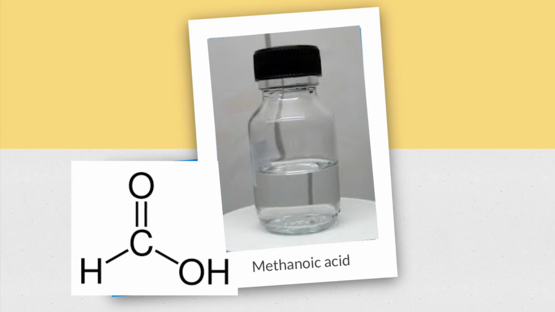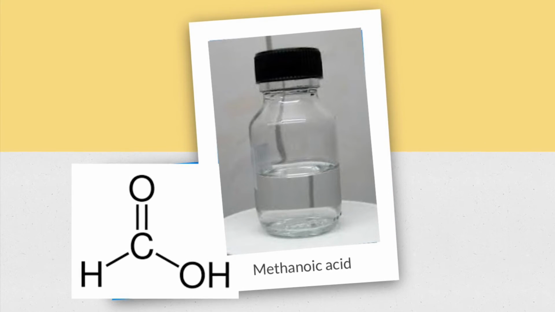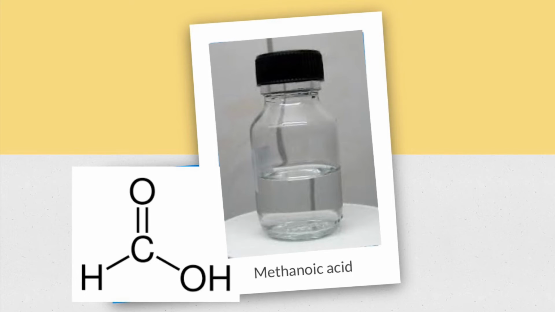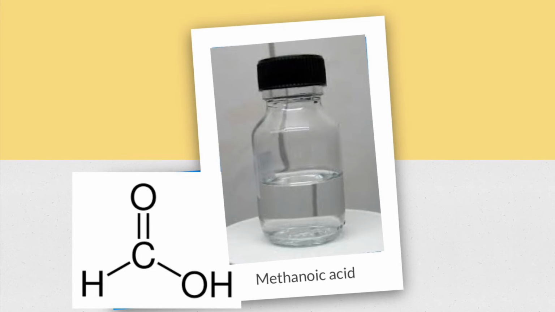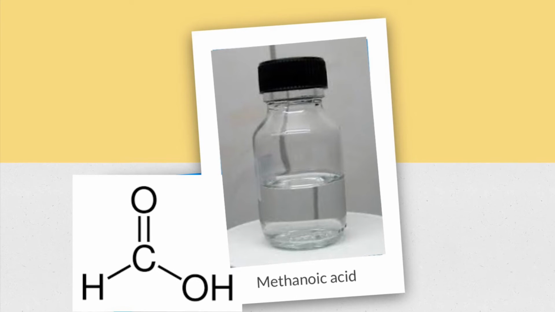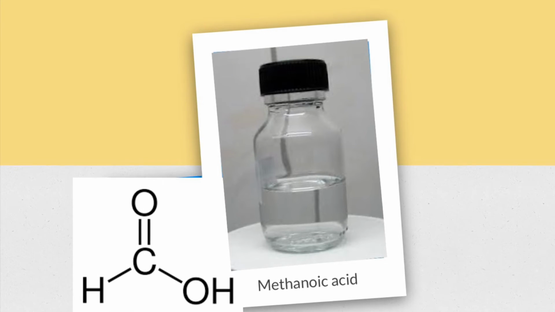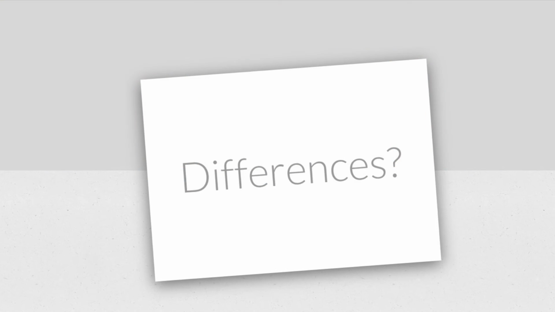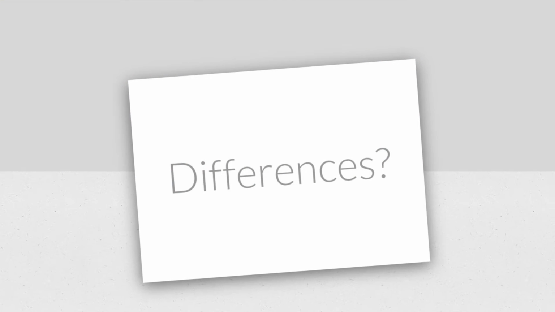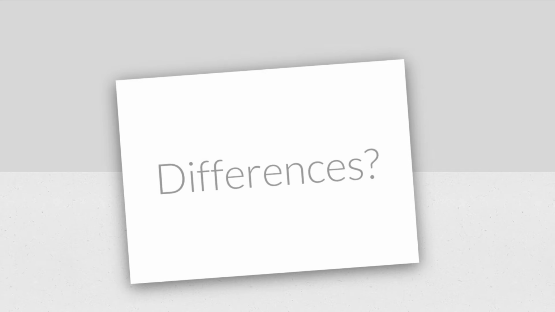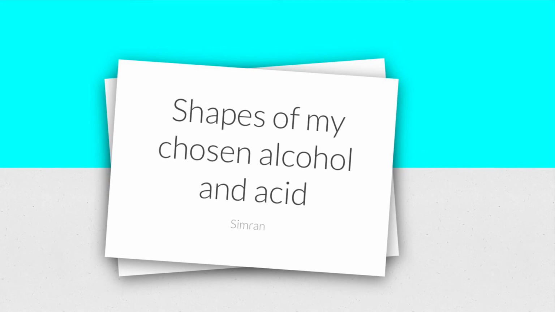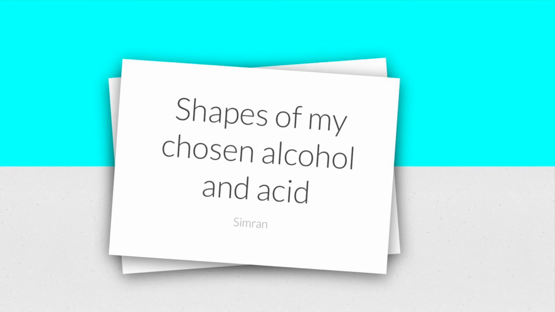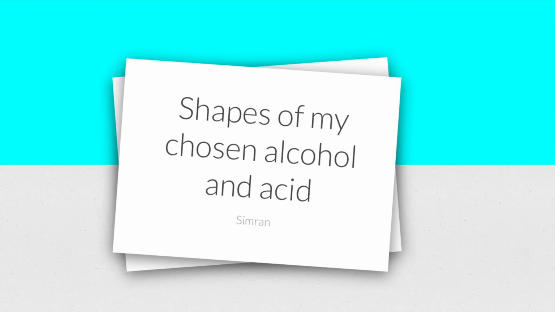The carboxylic acid I chose to go into detail about is methanoic acid, also known as formic acid. Formic acid can react with iron at a much higher temperature and is a considerably weak acid. Formic acid does not have any differences in chemical properties than the general chemical properties listed in the previous slide. Next in this video are explanations of why my chosen alcohol and acid have their shapes.